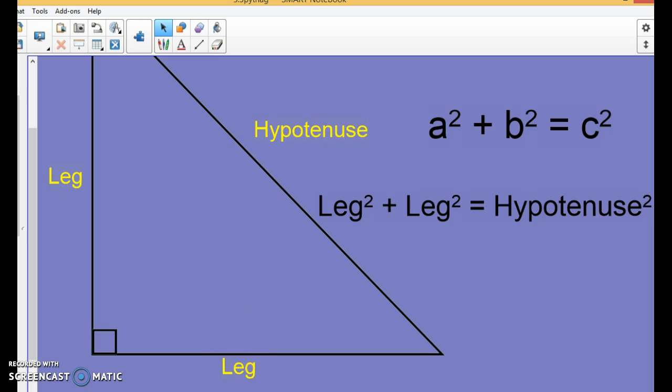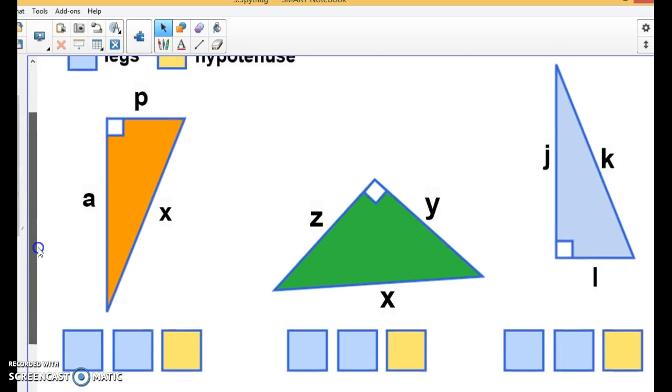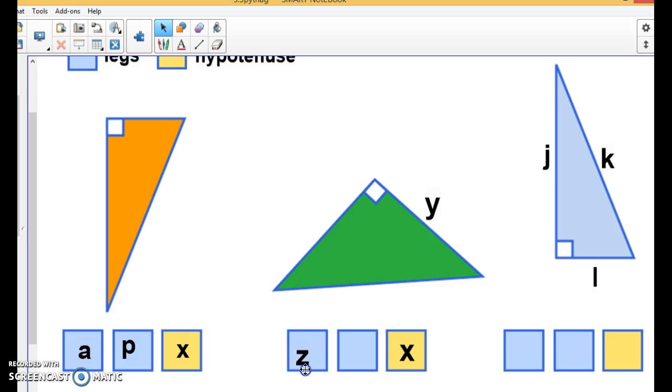c. So if we were looking at this triangle right here, across from the 90-degree angle would be the hypotenuse. So there's my hypotenuse, and then a and p are both legs. This one right here, across from the 90-degree angle, is my hypotenuse, which would be x, and then z and y are my legs. Same thing here, across from the 90-degree angle is k, that means that's my hypotenuse, so then my legs are j and l.